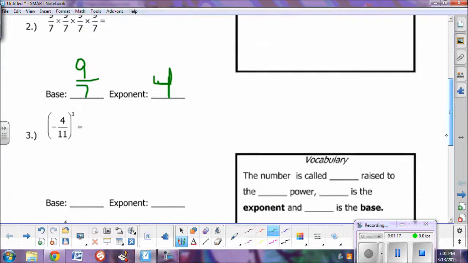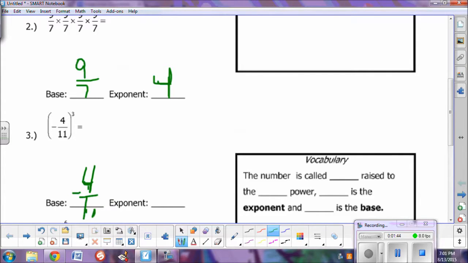Down to number 3, still changing it up slightly. We have a fraction still, but now we have parentheses and we have a negative number. But everything that's inside the parentheses is being raised to the 3rd power. So they're saying, okay, well, what would be the multiplier? The multiplier, or the base, would be that -4/11.